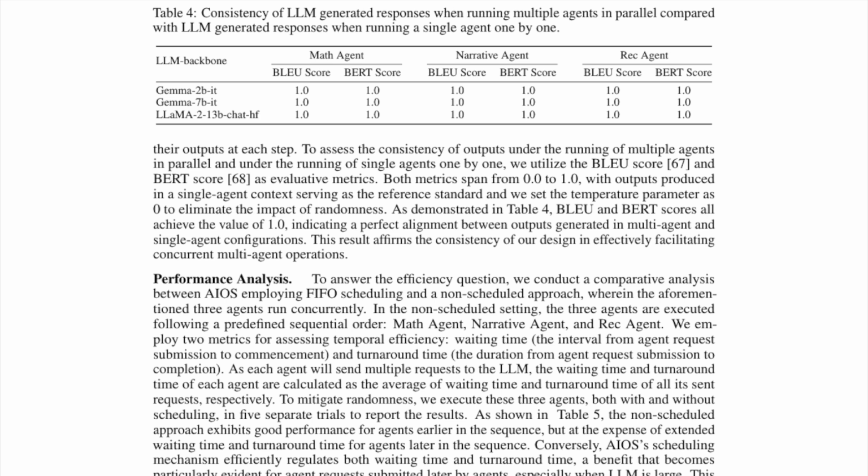Both metrics span from 0.0 to 1.0, with outputs produced in a single agent context serving as the reference standard, and we set the temperature parameter as 0 to eliminate the impact of randomness. As demonstrated in Table 4, BLEU and BERT scores all achieve the value of 1.0, indicating a perfect alignment between outputs generated in multi-agent and single-agent configurations. This result affirms the consistency of our design in effectively facilitating concurrent multi-agent operations.